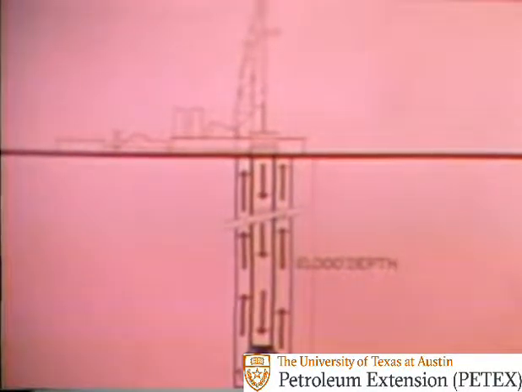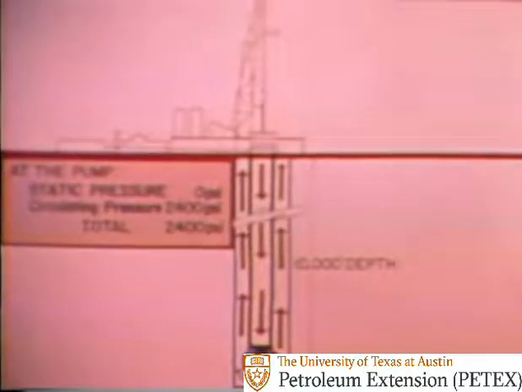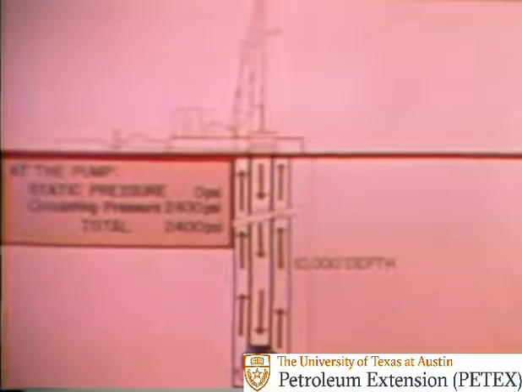This diagram is an example of how the pressures are distributed and summed up for a total circulating pressure loss in a 10,000-foot hole. The total pressure needed to circulate the well starts at the pump, where static pressure is 0 and circulating pressure is 2,400 psi.